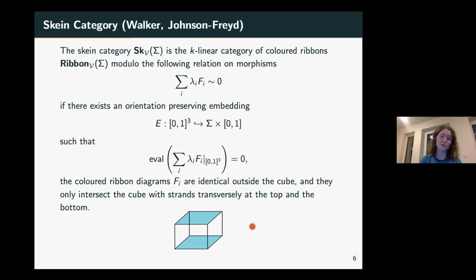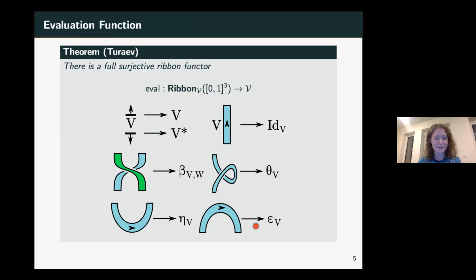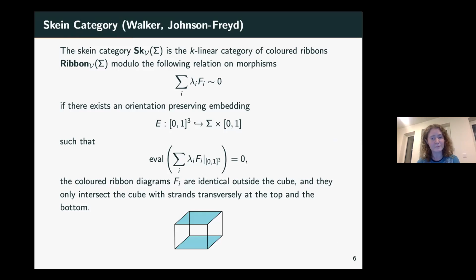The other thing to note is that if you want to consider what the Skein algebra is, all we need to do is consider the ribbons, so the endomorphisms from nothing to nothing. That's going to give you the Skein algebra associated to the ribbon category V. So your Skein algebra is living inside this category as the endomorphisms of nothing to nothing. Okay, any questions?